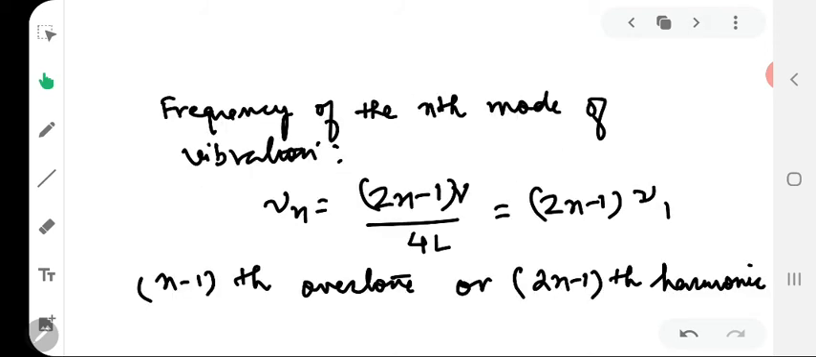So let us generalize. The frequency of the nth mode of vibration will be nu n equal to 2n minus 1 times V by 4L, or we may call it 2n minus 1 times nu1. So it is the n minus 1th overtone, or the 2n minus 1th harmonic. So this is how we can analytically study the formation of standing waves in a pipe closed at one end. In our next lesson, we shall be studying the formation of standing waves in a pipe open at both the ends.